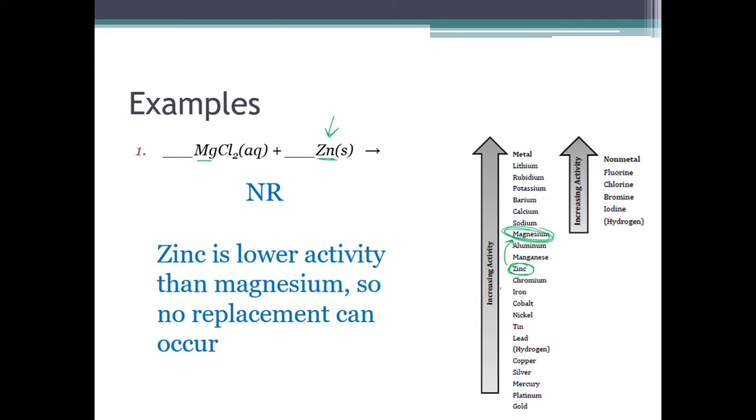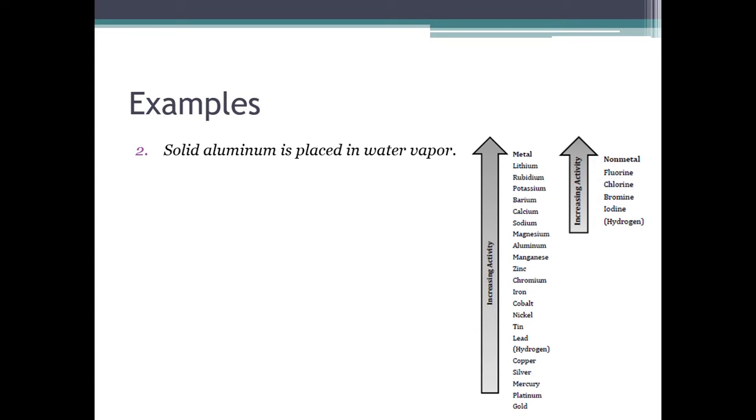Take a look at another one here. Next, we have solid aluminum is placed in water vapor. This time we're not given the reaction. We're going to have to write it out for ourselves. So we've got solid aluminum, that's Al(s), plus, leave a space, water vapor, so that's just good old water, H2O, but in gas form, react. And then we can leave this blank for just a second while we check to make sure that this reaction will actually happen. Our single element is a metal, so we're going to use the metal activity series.